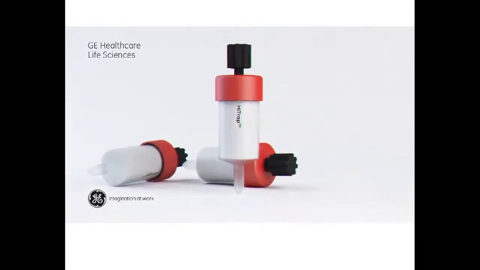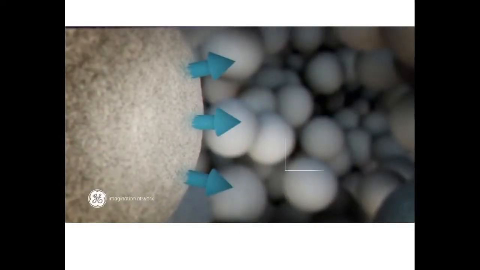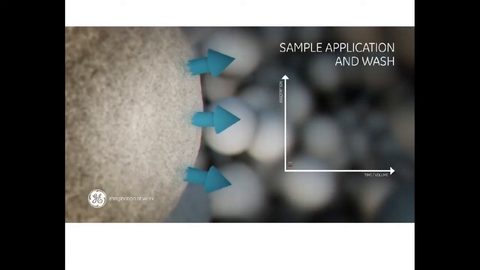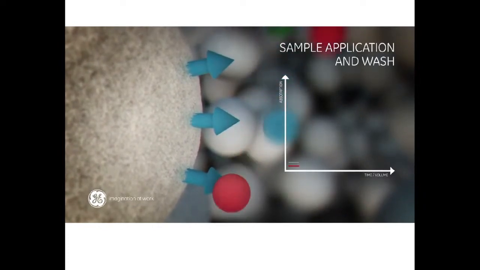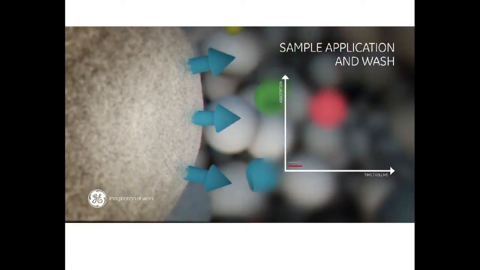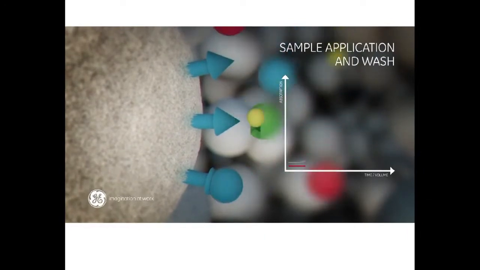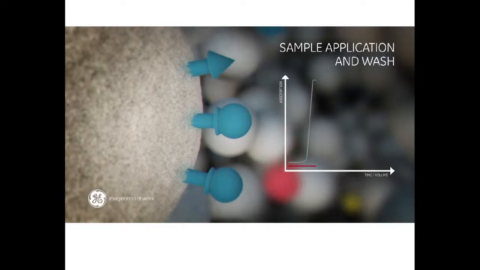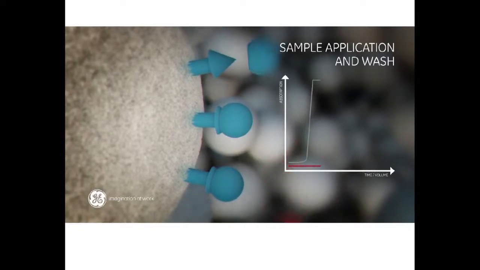The first step is the equilibration of the stationary phase to the desired start conditions. The second step is sample application and wash. The goal in this step is to bind the target molecules and wash out all unbound material. Non-binding molecules will pass through in the flow-through during washing with binding buffer.